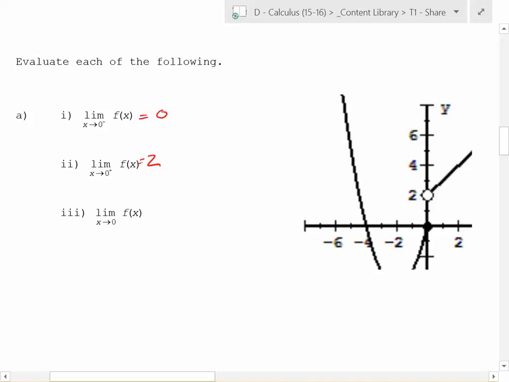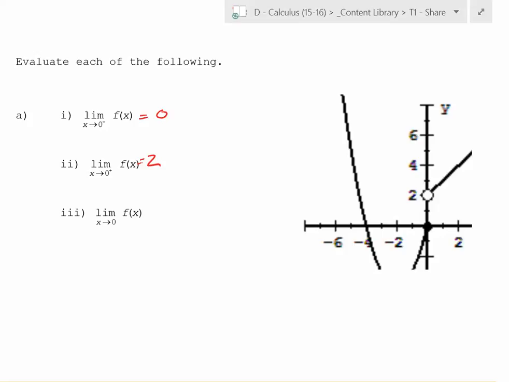Well, when you approach 0 from the left, it's 0. When you approach 0 from the right, it's 2. If I just ask you, what happens as x approaches 0, what would you say? Does not exist. Why do we say it doesn't exist? This is asking what happens as you go from both sides. If you get to different numbers on both sides, you will always say the limit doesn't exist.